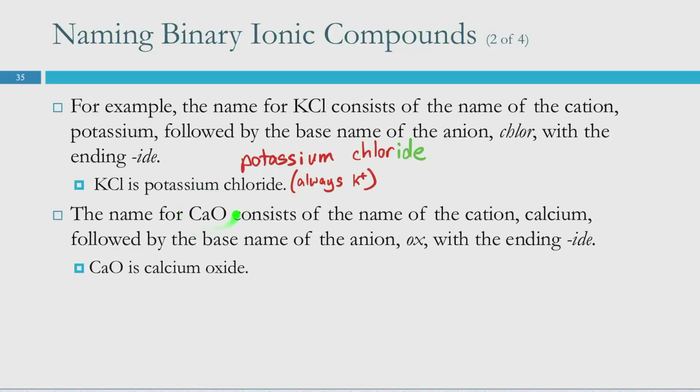CaO follows the same convention. Calcium is always 2+. So we just write calcium. Our base for oxygen, which is ox, and change the ending to -ide. Oxygen is also always 2-. Questions so far?